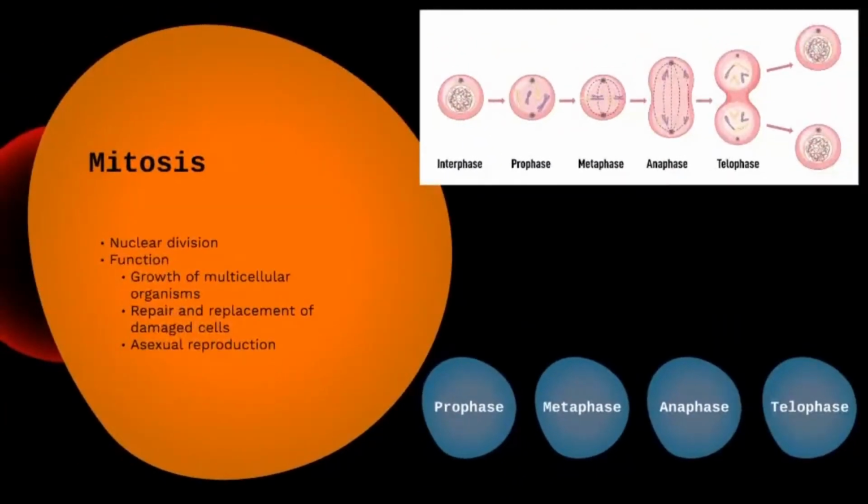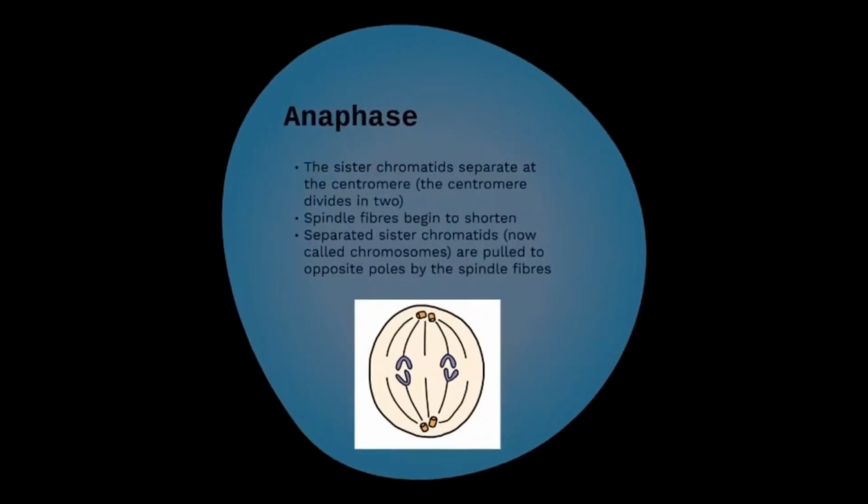Anaphase is then when the sister chromatids are separated, so they're pulled apart and the centromere divides into 2. So the 2 parts of the chromosome made up of the 2 sister chromatids are pulled apart, and now one of the sister chromatids goes to each side of the cell. The spindle fibers begin to shorten and they pull the sister chromatids away from each other, and we now call these chromosomes, and they're pulled to opposite poles of the cell by the spindle fibers. Finally, we have telophase.